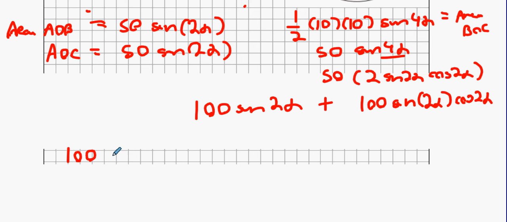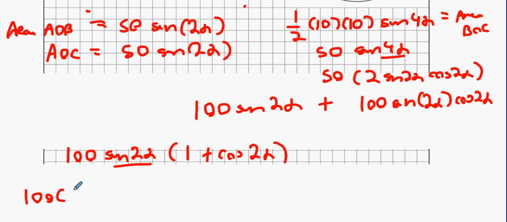So I'm going to factorize out 100 sine 2 alpha, and what I'm going to get is 1 plus cos 2 alpha. Now I know, once again, I'm not allowed any double numbers, so I'm going to do exactly what I did earlier. 100 into 2 sine alpha cos alpha, I believe. 2 sine alpha cos alpha. Now see the cos 2a.